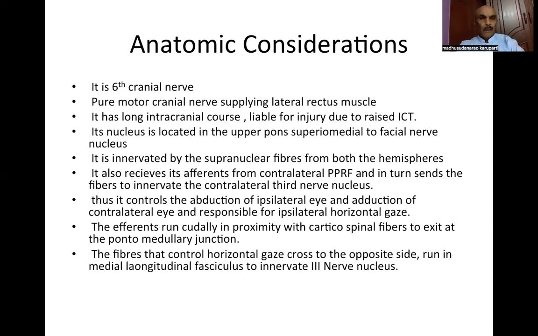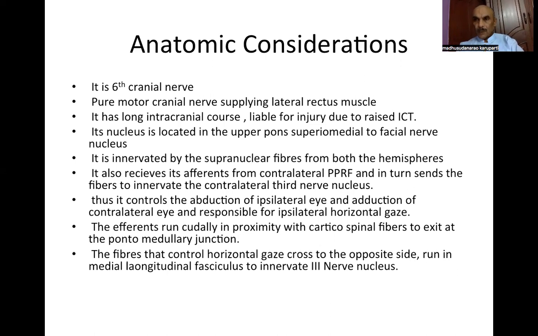Well, the nucleus of the abducens nerve receives its supranuclear fibers from the motor cortex of both the hemispheres. It also receives its afferents from the contralateral parapontine reticular formation. This is a cluster of nuclei that controls the horizontal gaze. This is considered to be the pontine center for horizontal gaze.